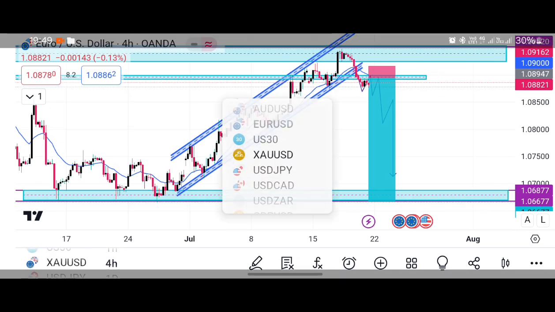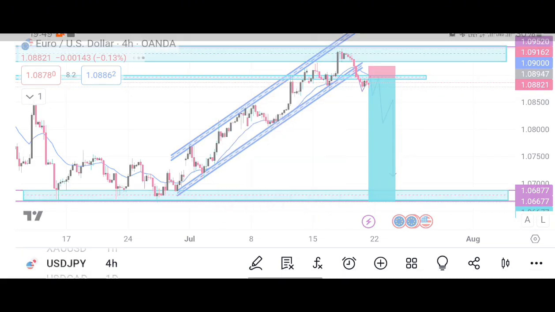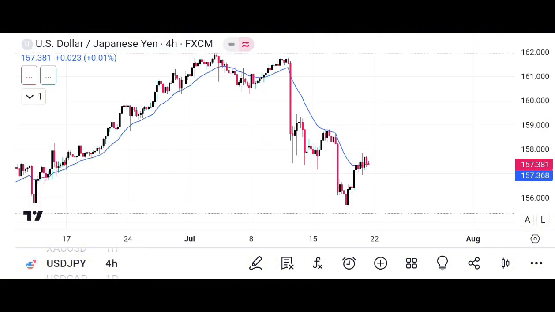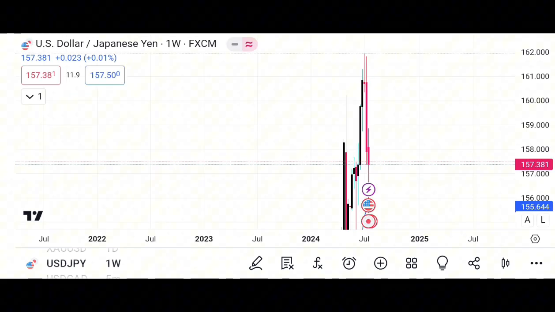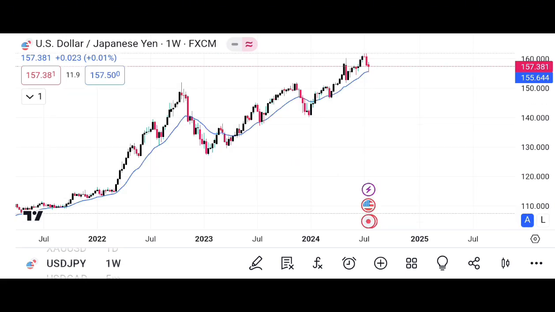Let's go to USD JPY. Then we go to the bonus pair, which is gold. Then we're done with our analysis. Then guys, next week I promise to show you how to use the Fibonacci and how to use the 20 EMA moving average.